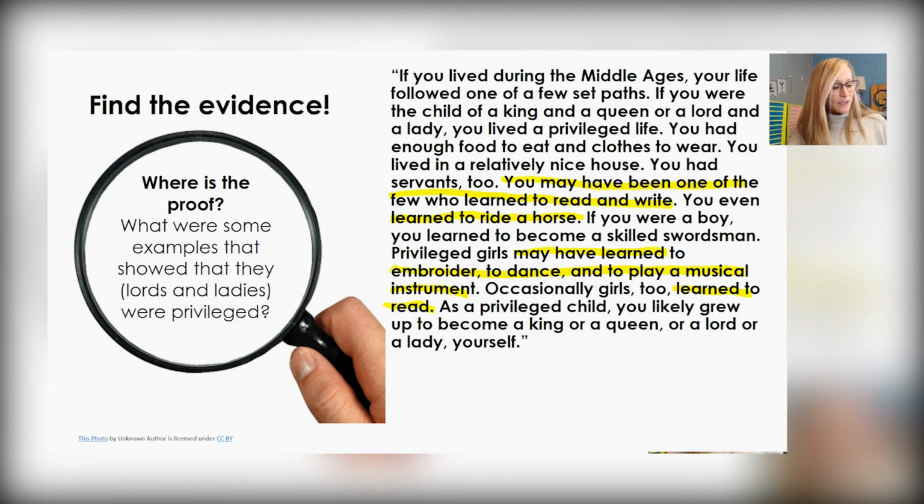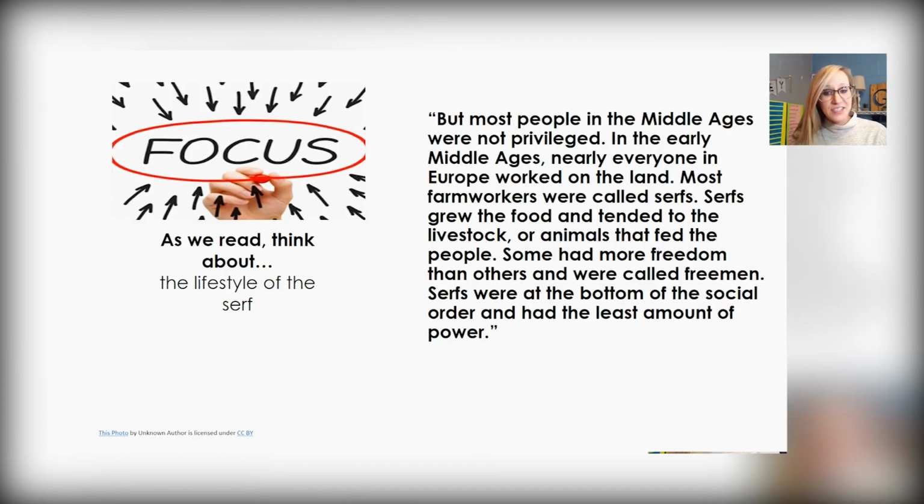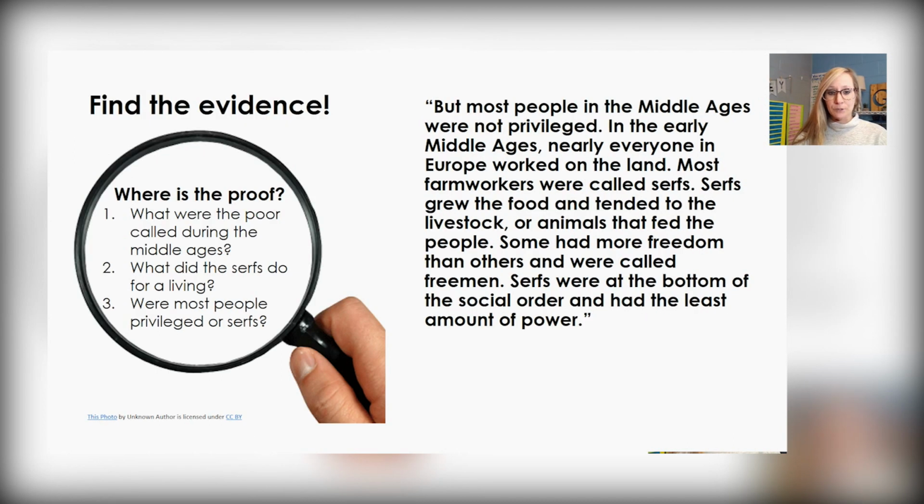So, as we continue on, I want you to think about the lifestyle of a serf. So follow along with me. But most people in the Middle Ages were not privileged. In the early Middle Ages, nearly everyone in Europe worked on the land. Most farm workers were called serfs. Serfs grew the food and tended to the livestock, or animals, that fed the people. Some had more freedom than others and were called freemen. Serfs were at the bottom of the social order and had the least amount of power.